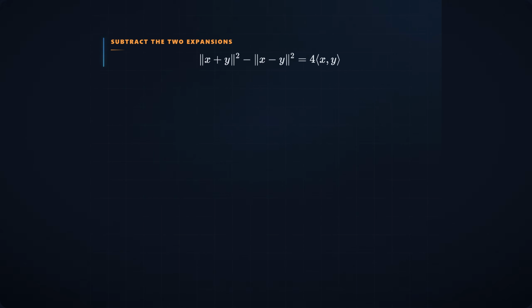Take the 2 expansions from the last problem and subtract them. The norm squared terms cancel, and the 2 cross terms add up. What's left is 4 times the scalar product. Rearrange, and you get the polarization identity. The scalar product is 1/4 of the norm of x plus y squared minus the norm of x minus y squared. It literally reconstructs the product from lengths alone.